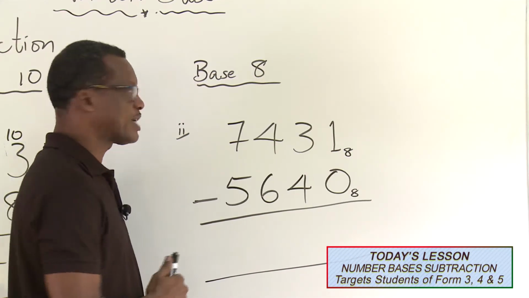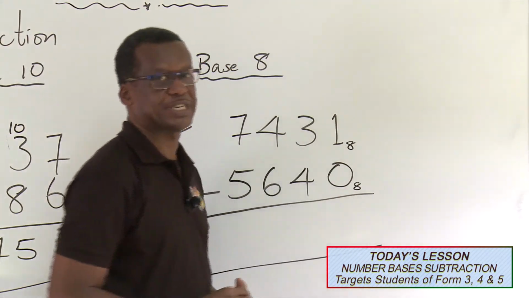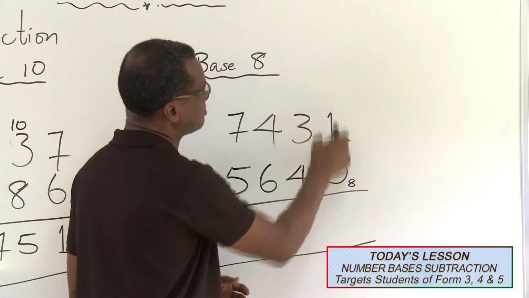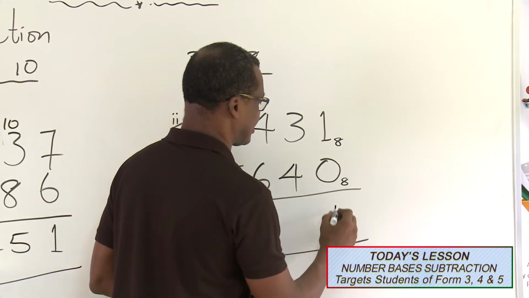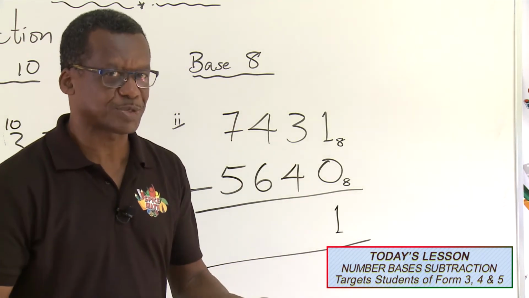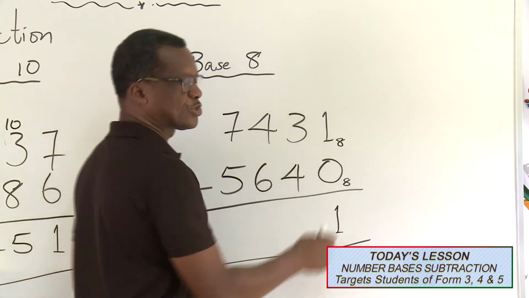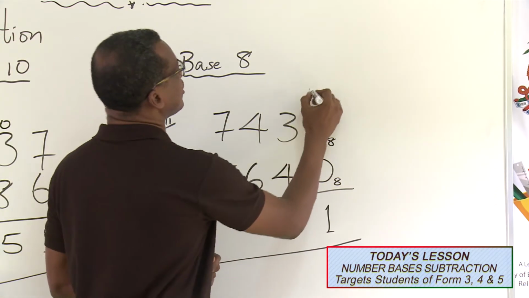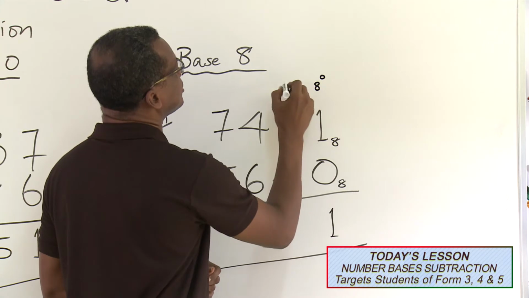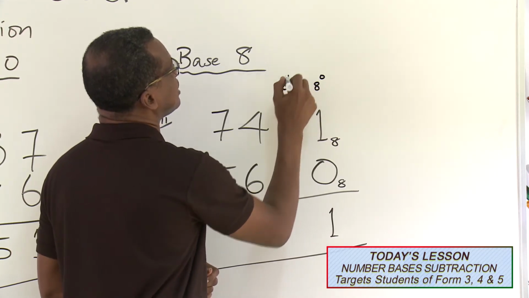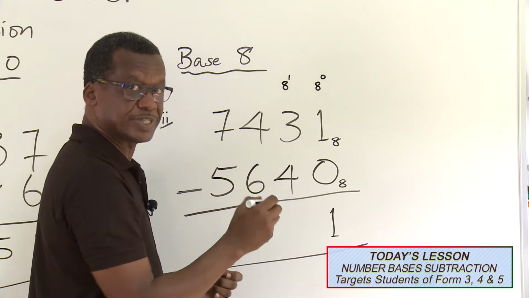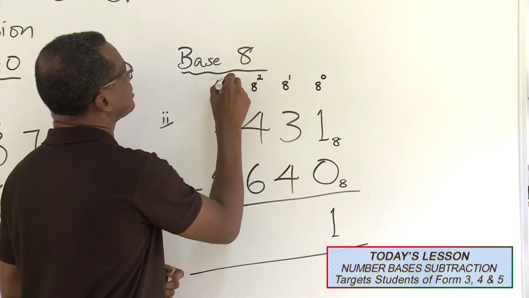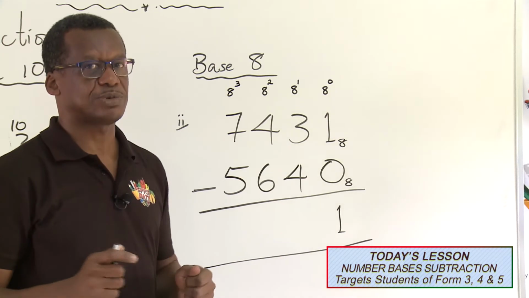7431 base 8, subtract 5640 base 8. Now, 1 take away 0 in the first column is 1. That's always easy. Once you're taking away a smaller number from a bigger number, you can go straight ahead and subtract. The next column, remember we were in base 8, so the first column would have been 8 to the 0 or units. The second column would have been 8 to the 1, as we did in a previous lesson. The third column would have been 8 to the 2, and the fourth column would have been 8 to the power of 3, because we're working in base 8.